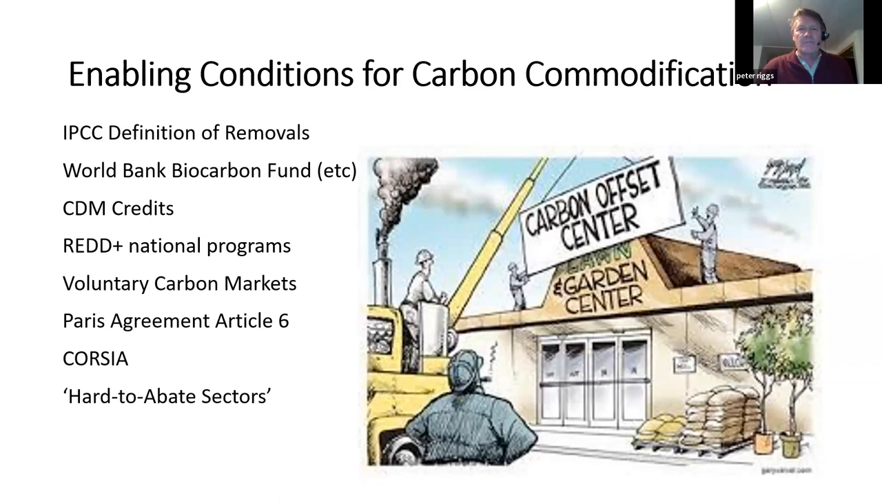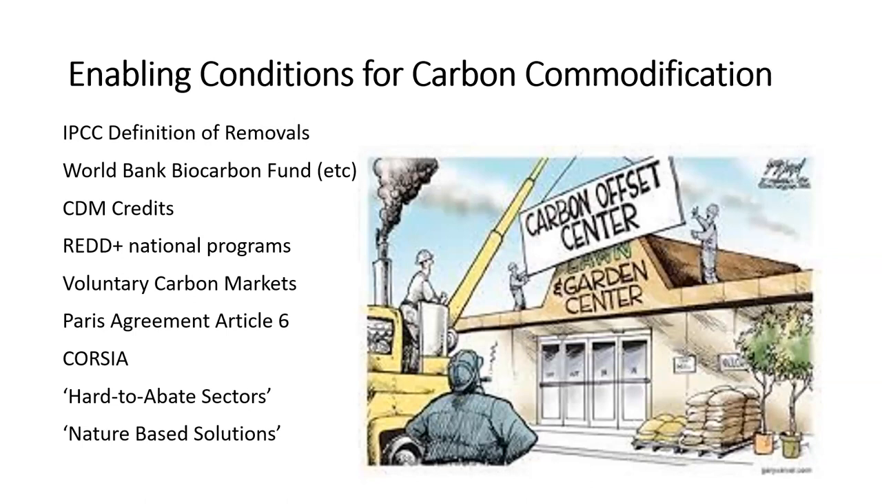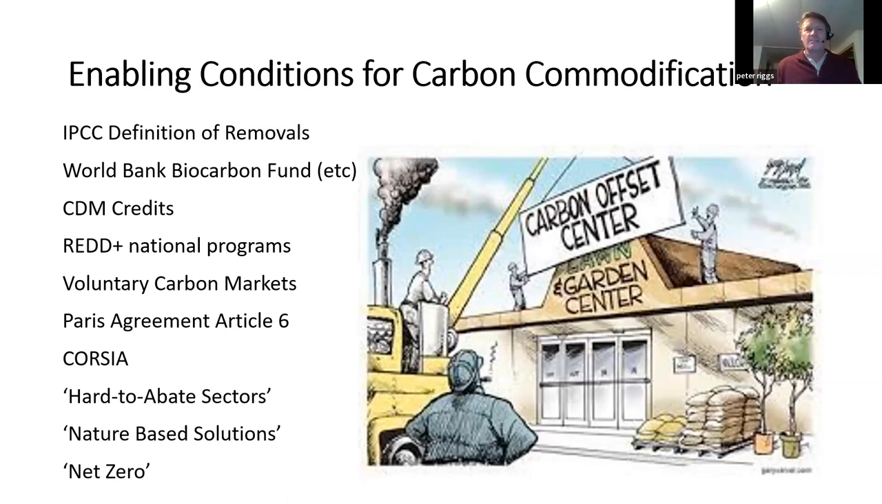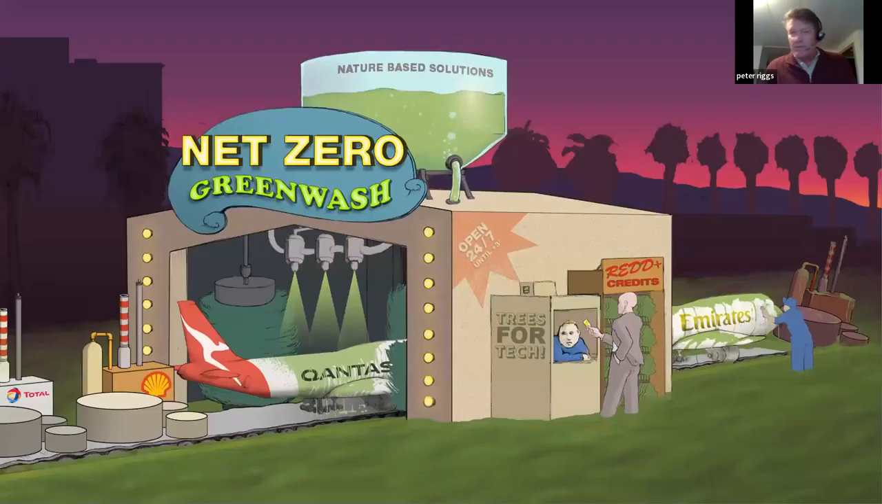This language appeared most recently in the more recent COPs, hard to abate sectors, saying, well, some sectors are very difficult to decarbonize, so we'll need removals to take care of emissions from those sectors. Nature-based solutions, I think others will talk about this as well. This is a phrase, again, meant to normalize the idea of removals. And then finally, this resulted in net zero. So these are all the momentum to create and make normal this idea of removals. This is a list of the programs and ideas that contributed to this, which ends up in this very bizarre notion that everything should be a carbon offset. My time is very short, so let me just move quickly.